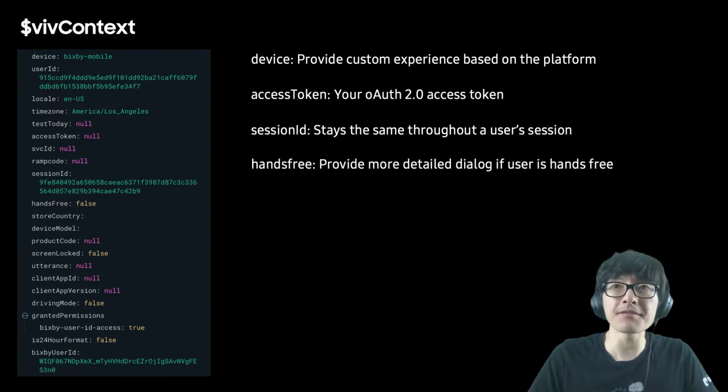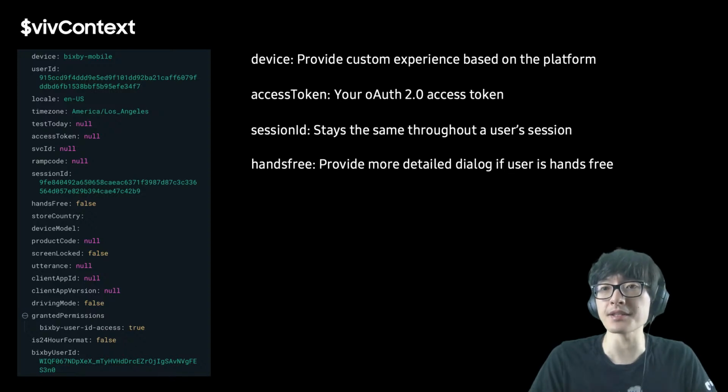And finally, you have this Boolean, which is the hands-free Boolean, and this will tell you whether the user is hands-free or not. And this can be very useful for you to be able to determine whether you want to provide a more verbose response because they're not looking at the screen, or provide just a custom response whether they're using the button or not.